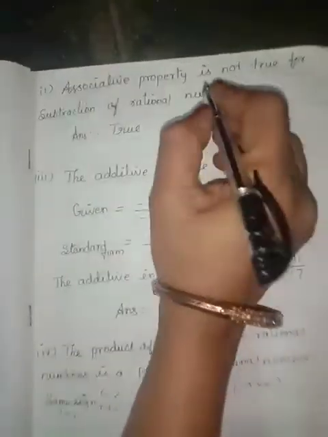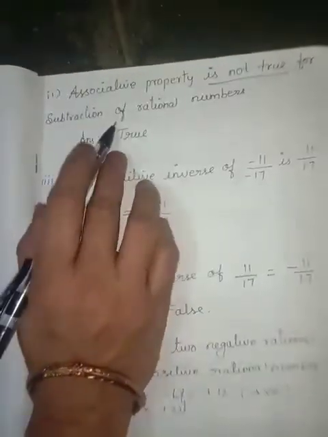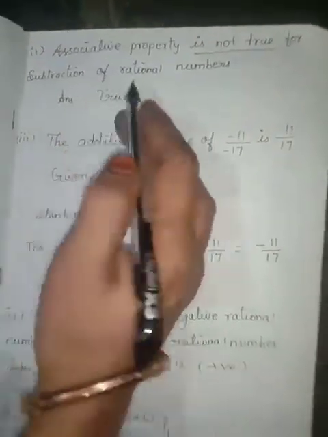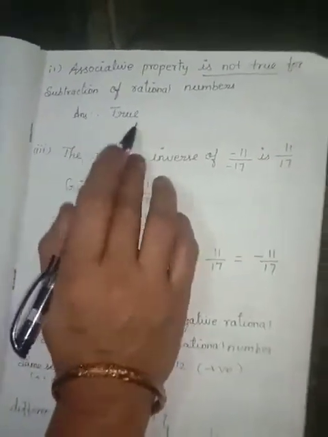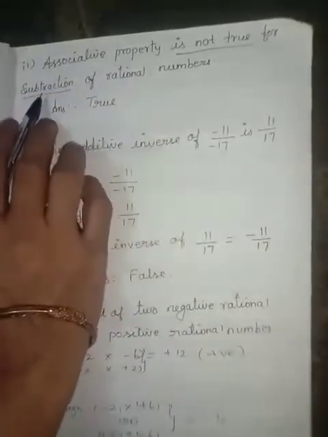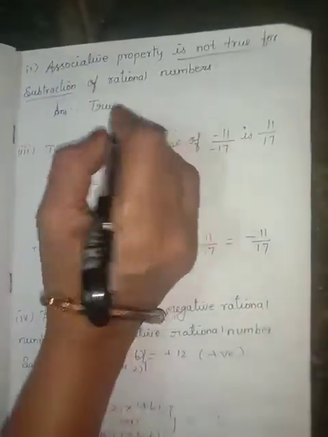The next one: associative property is not true for subtraction of rational numbers. Already we had seen the conditions. From this we can say that associative property is not true for subtraction and also division. They said only subtraction in this case. That's why we say this statement is true.